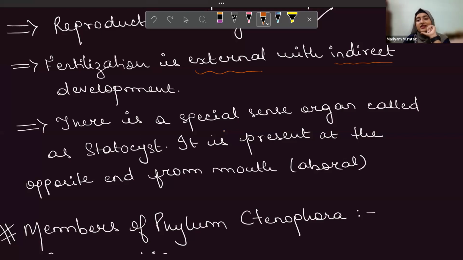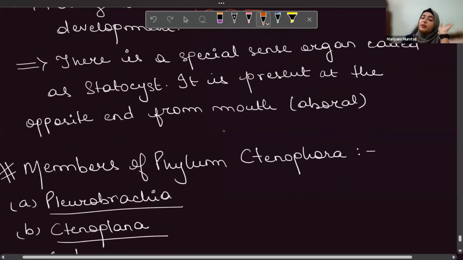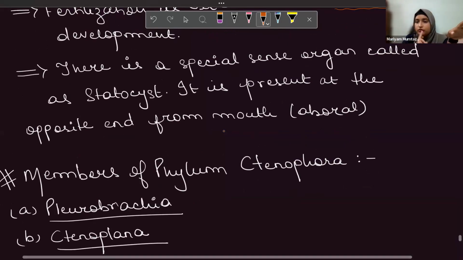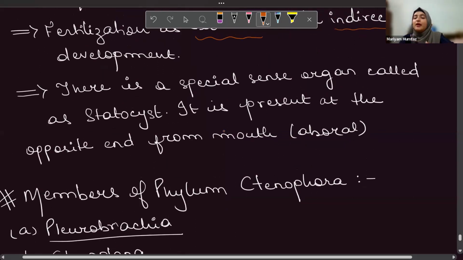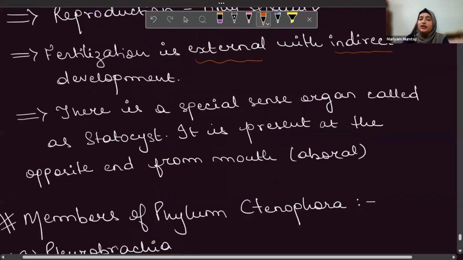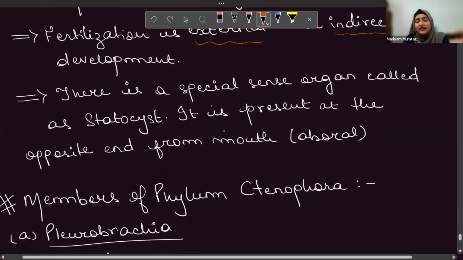A larval stage is there, right between the egg and the adult stage. It does not directly develop into an older one. It goes through a different stage that does not resemble the parent. Always remember butterfly for indirect development, even though it is not a member of Ctenophora. In a butterfly it goes through stages in life, right? Same way, the fertilization is external and there is indirect development.